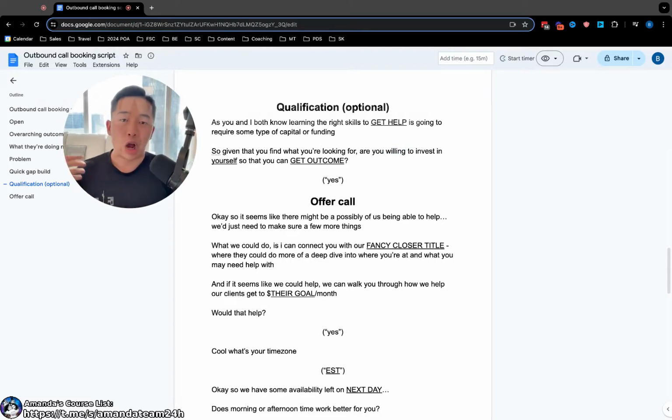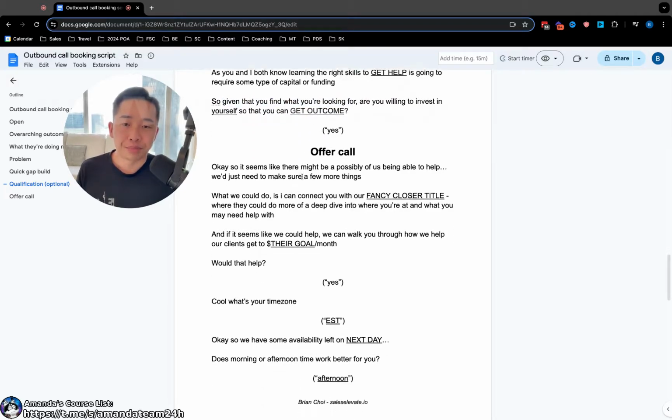So like, how much are you willing to invest so that you can? Okay. But you want to plug this in, given that you find what you're looking for, because if you don't plug this in, you're more likely to get, well, depending on what you have, what do you guys have? How much does it cost? Right. So you want to plug that in.